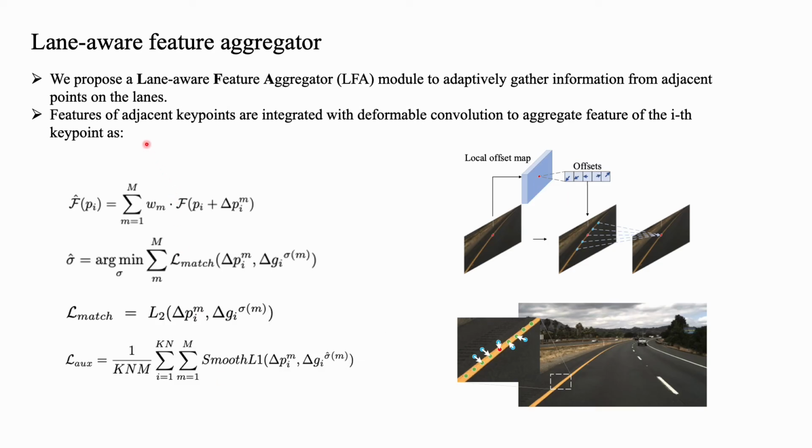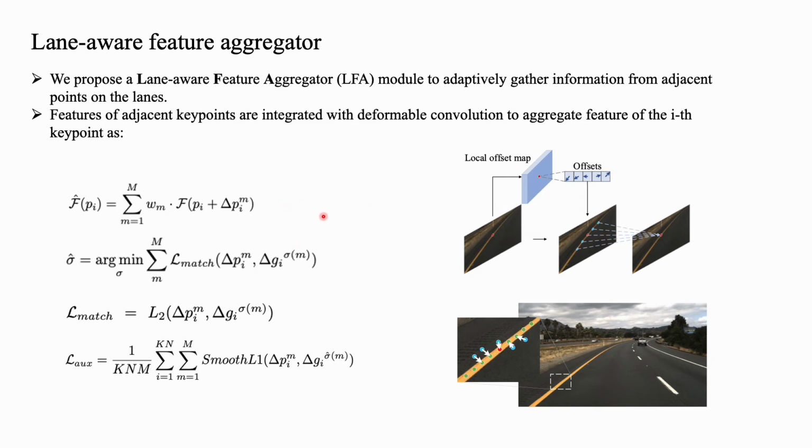We propose the LFA module to enhance the local feature representation of each key point. Take a specific key point as an example. We first use a convolution layer to predict the offset between it and its surrounding M key points on the same line. Afterwards, features of adjacent points are integrated with a deformable convolution to aggregate context at this.